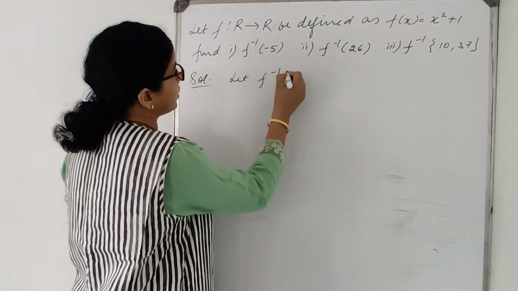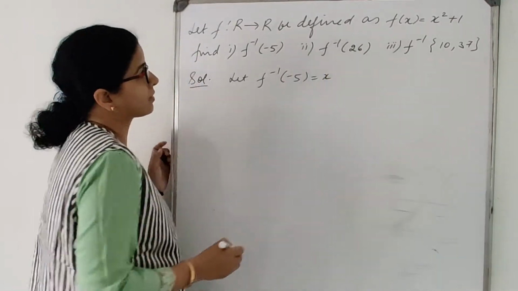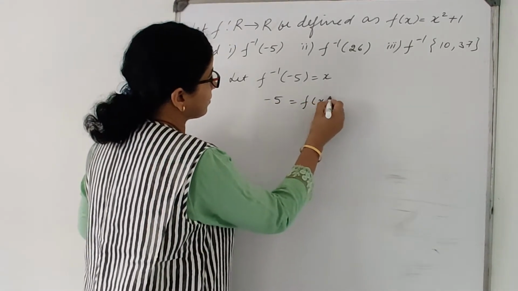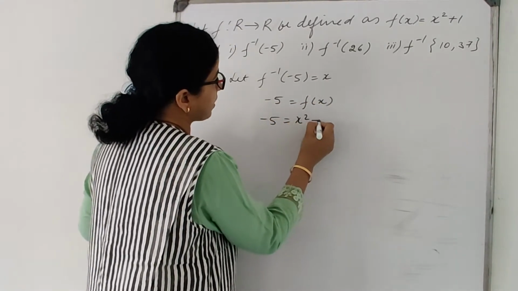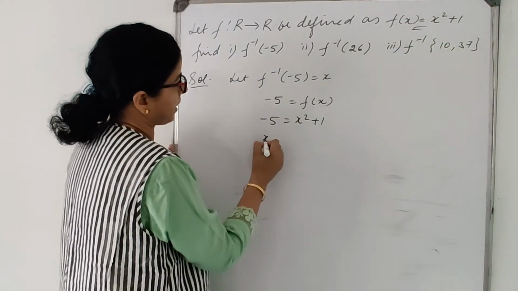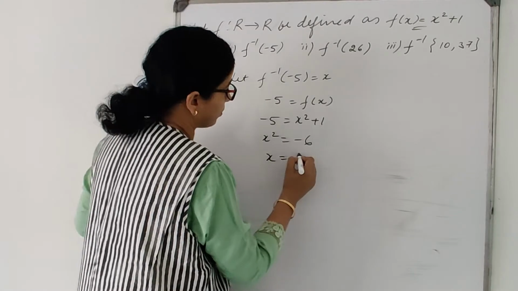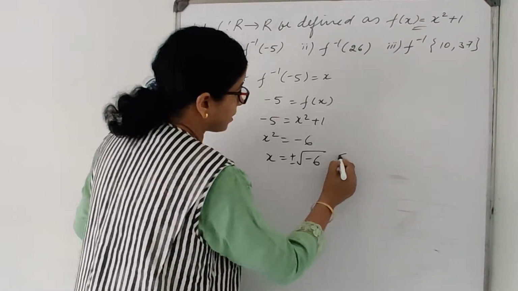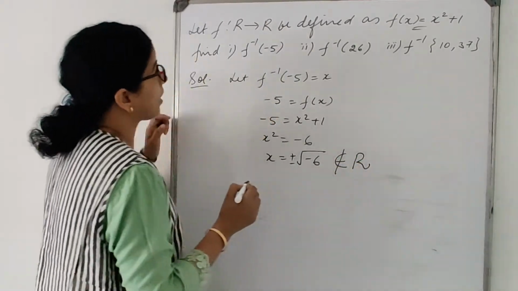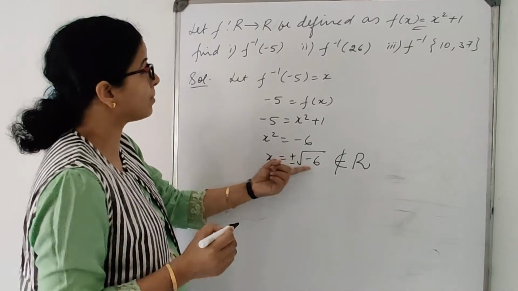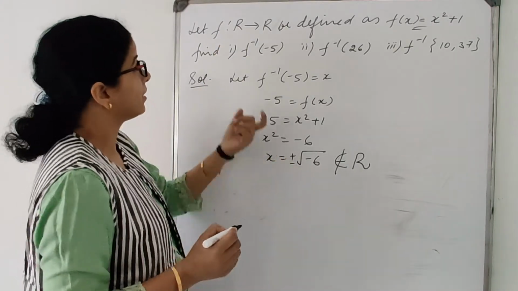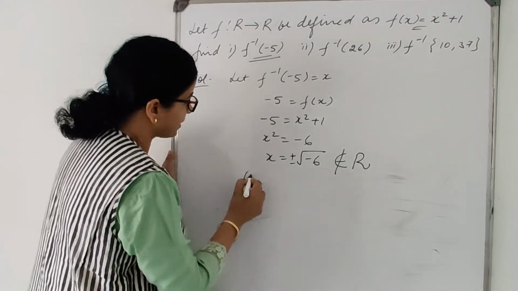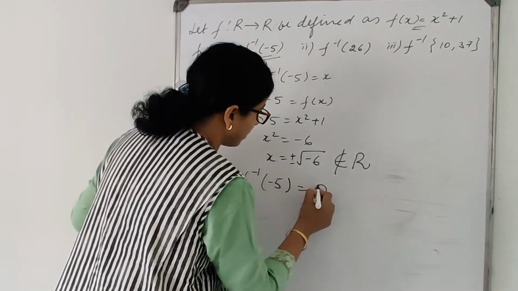So let f inverse of minus 5 is equal to x. Okay. So it means minus 5 is equal to f(x), minus 5 is equal to x square plus 1. So x square is equal to minus 6, x is equal to plus minus under root minus 6, which does not belong to R. We don't have imaginary elements in R, right? So hence, for minus 5 inverse does not exist. So it means f inverse of minus 5 is equal to the empty set.